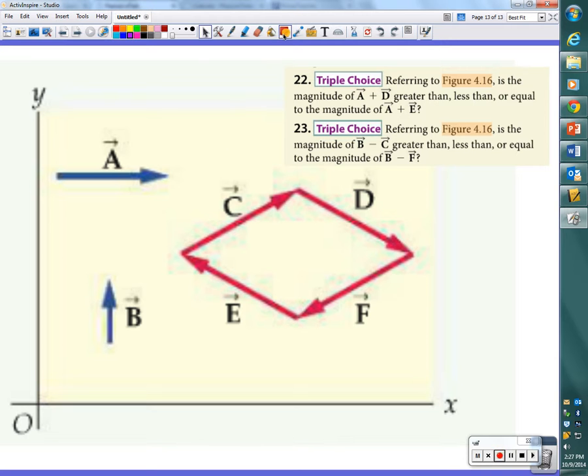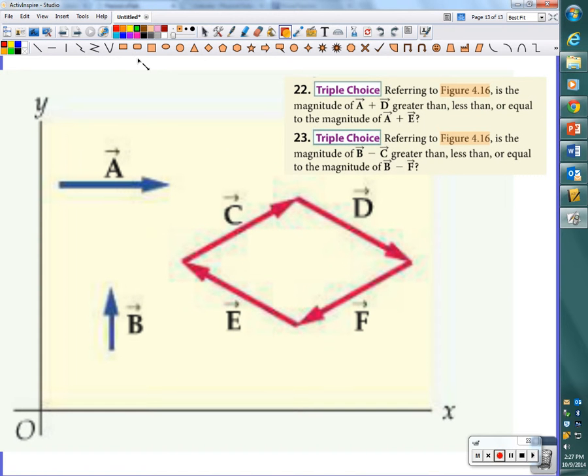So again, to help me out here, I'm going to draw a vector here for B, okay, which points up, just like B does in the picture. And then for this case here, here's vector C that points this way. And then here's vector F that goes from here to here. Okay, good there?